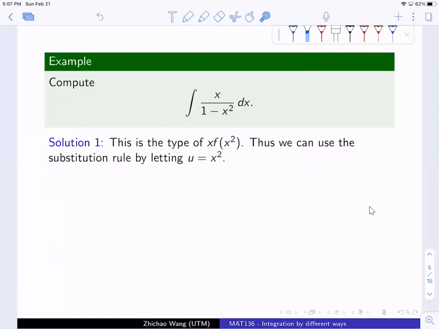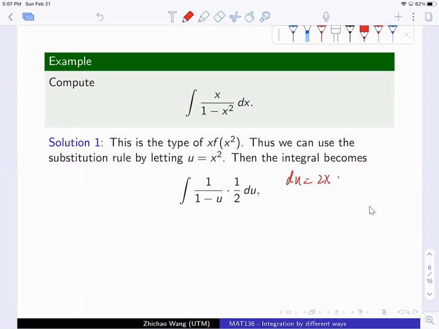So we first observe that this is a type of x times some function of x squared. So we can use the substitution rule by letting u equals x squared. Then we know that du is equal to 2x dx. So x dx is equal to 1 over 2 du. And then the integral becomes 1 over 1 minus u times 1 over 2 du.